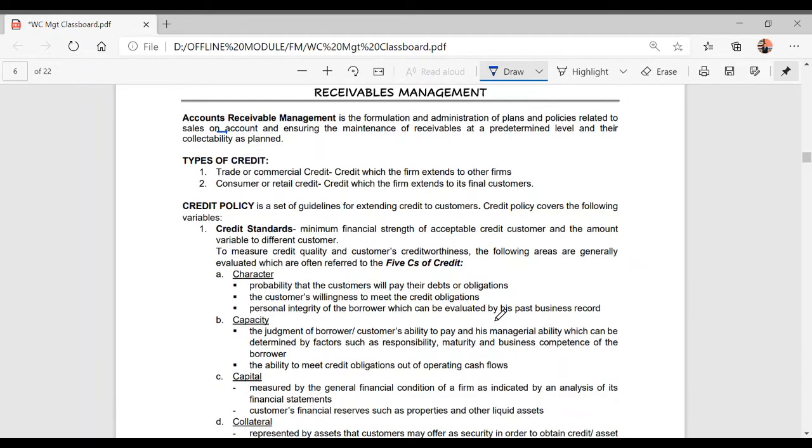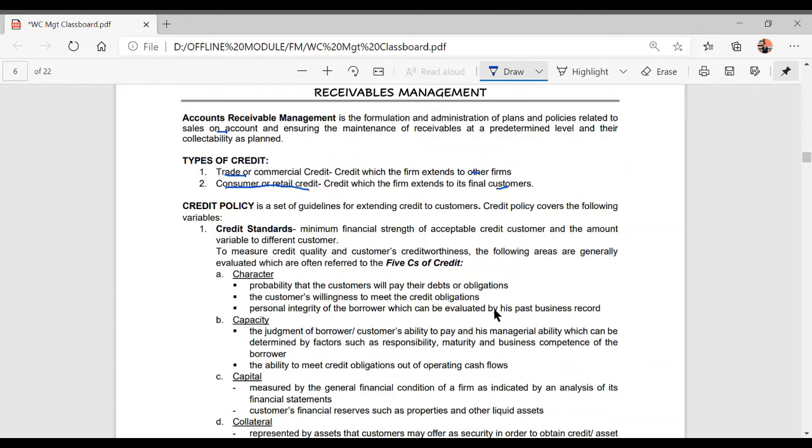So in terms of credit, we have two types of credit. We have the commercial credit or the trade credit, and we have the consumer or the retail credit. So the trade credit is firm to firm. Okay, so we have a firm extending credit to another firm. And when we say consumer or retail credit, it's firm to the customers.